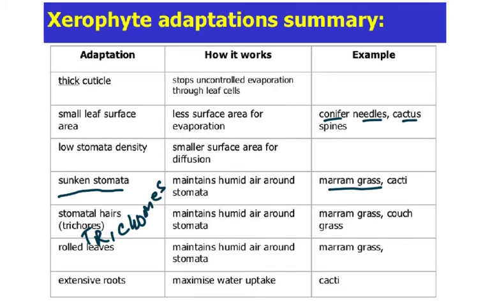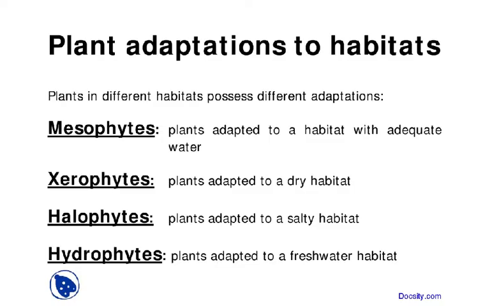And these trichomes maintain the humid air around the stomata. So then rolled leaves maintain humid air around the stomata, and extensive roots give maximum water uptake. Now some names that I want you to be familiar with, because we will be talking about some of these names in the Paper 5 in the A2 syllabus.